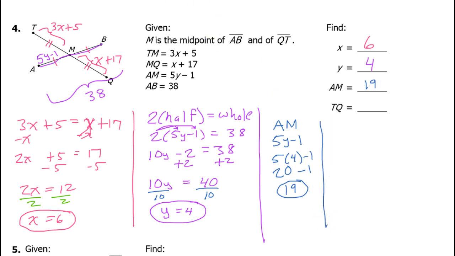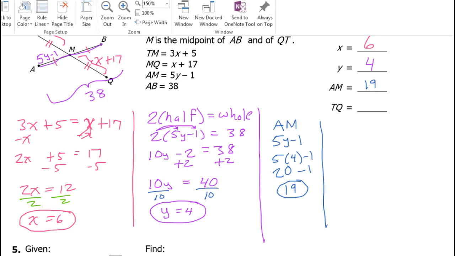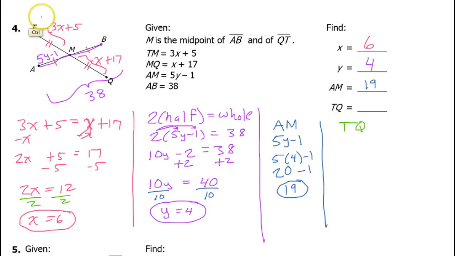Okay, now we're supposed to find TQ. Interesting. Okay, so TQ. So this is new. TQ is this whole length right here. This is TQ. Alright, so TQ should be double the length of TM or MQ. Okay, so I could pick either one of these because they're the same. MQ seems to be a little bit of an easier expression than TM, so I'm just going to pick MQ. So TQ should be double the length of MQ, right? Because TQ is the whole and MQ is the half. So we know that 2 halves should equal the whole.